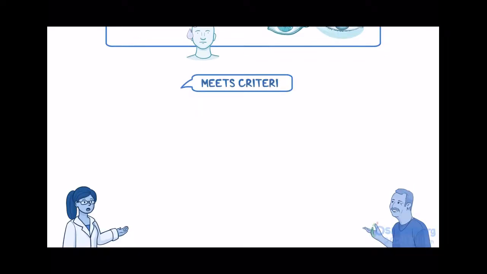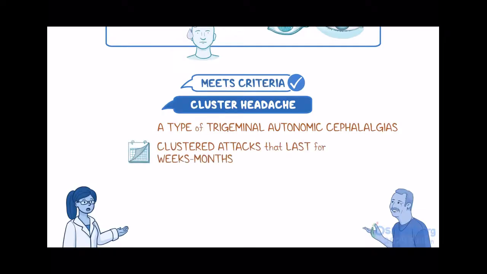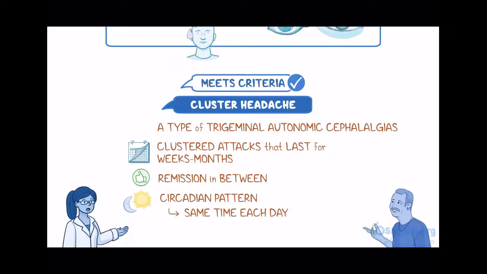If the patient meets these criteria, diagnose cluster headache, which falls under a broader category of headaches known as trigeminal autonomic cephalalgias. The term cluster is used because patients tend to have clustered headache attacks that last for weeks to months, with periods of remission in between. Interestingly, most patients have a circadian pattern to their headaches, with symptoms starting around the same time each day.